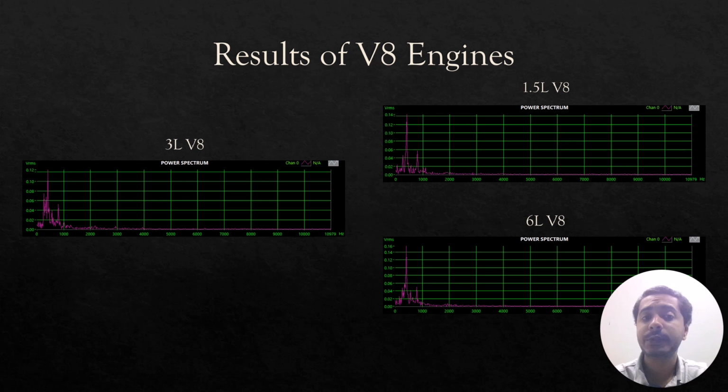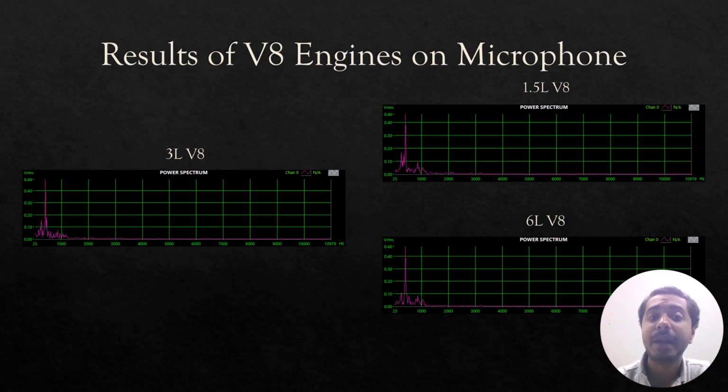This slide 9 shows how engine size also influences sound. The 6-liter V8 was significantly louder than the 3-liter and the 1.5-liter versions, despite the identical firing orders. Displacement clearly correlates with acoustic output. Slide 10 backs this up with the microphone data. The 6-liter V8 produced the most noise, followed by the 3-liter and then the compact 1.5-liter. This clearly shows the trade-off between the engine power and the acoustic footprint.